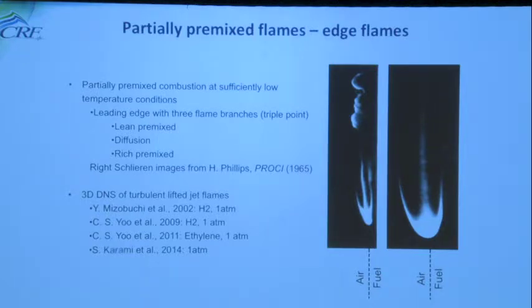And so it's otherwise known as a triple flame or tribrachial flame under ambient conditions. The triple point is where the intersection of the premixed lean and rich branches meets with the diffusion flame. The images on the right are from experiments a long time ago by Phillips in 1965. These are Schlieren images showing evidence of this kind of triple flame or edge flame in a shear layer, where you have air, oxidant on the left side of the shear layer, and fuel on the right side.